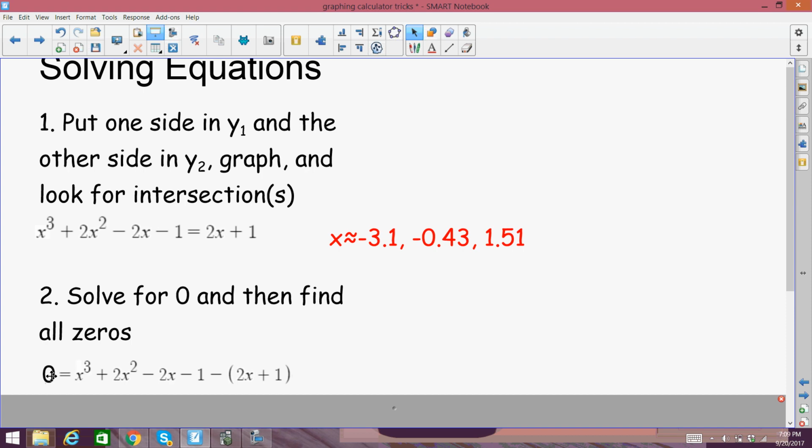Now you can pause the video and do this one on your own, and you should get these same answers. Notice that they're coordinates, but we don't care about the y values because we're not solving for y. We are solving for x. Okay, so that's an important distinction to understand when you're solving an equation. You have to understand what you're looking for.